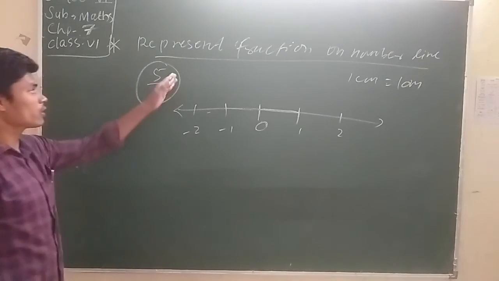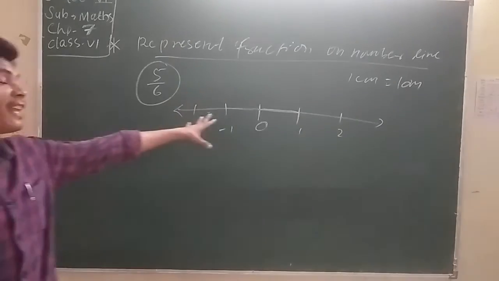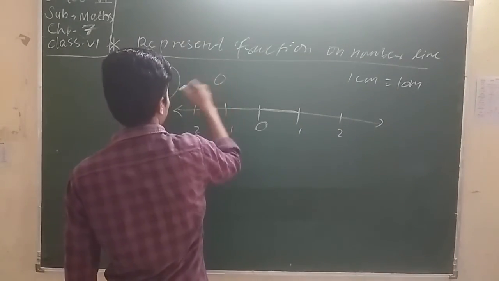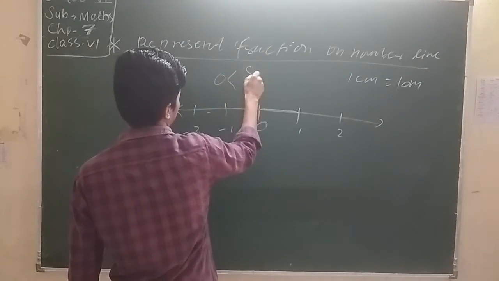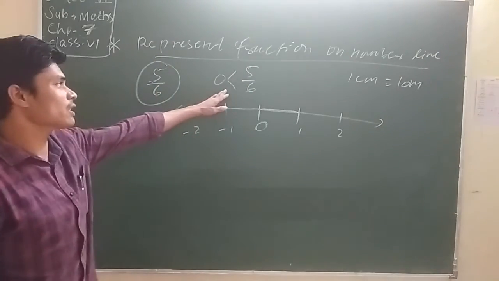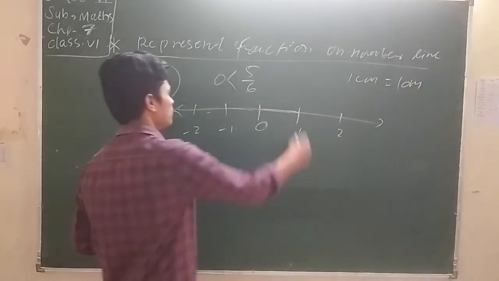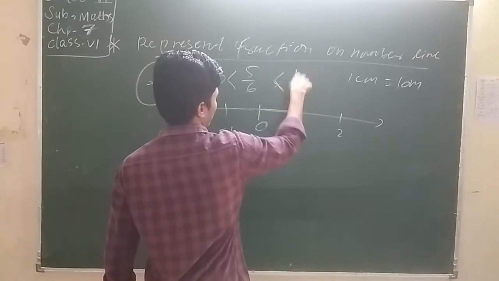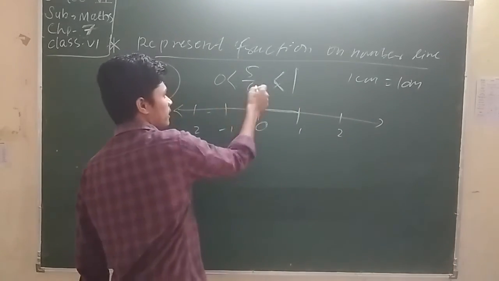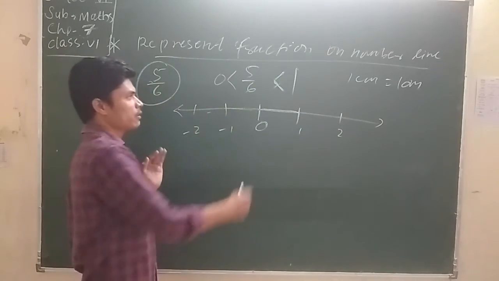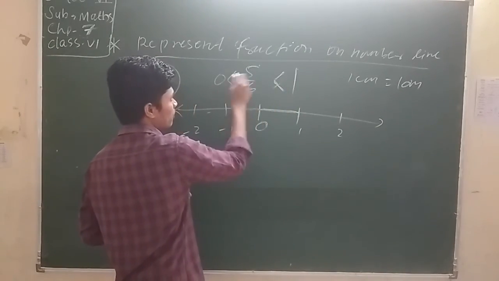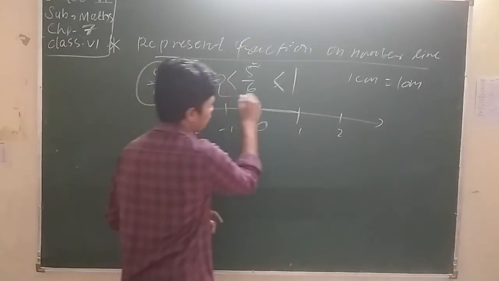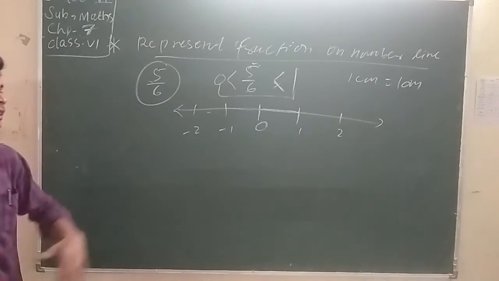5 by 6. First we compare: 5 by 6 is lying between which numbers? 5 by 6 is greater than 0. That means 0 is less than 5 by 6 and less than what? Less than 1. Greater than 0, less than 1. That means 1 is greater than 5 by 6. So here the number is lying between 0 and 1.